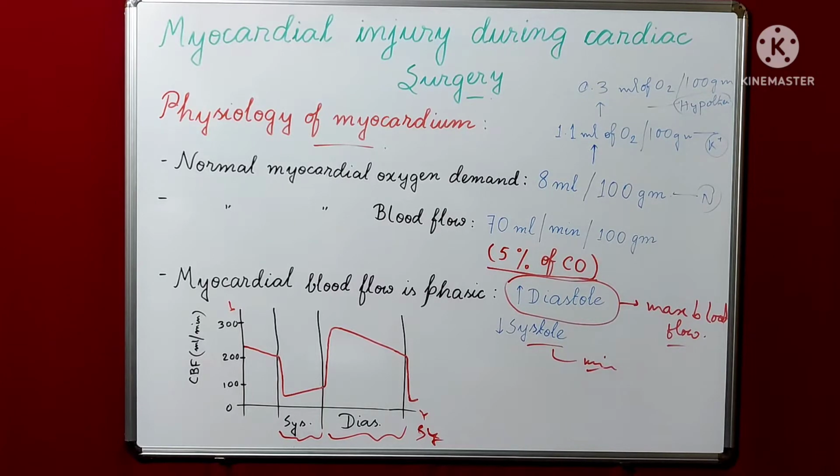Some other questions are the autoregulatory threshold of myocardium. So the autoregulatory threshold of myocardium is 60 to 180 millimeter of mercury.